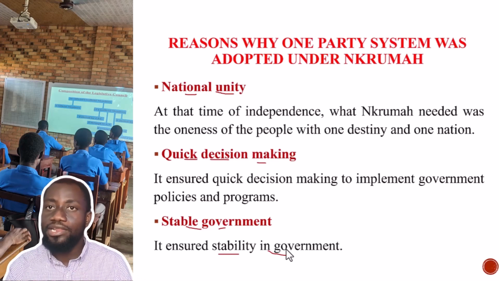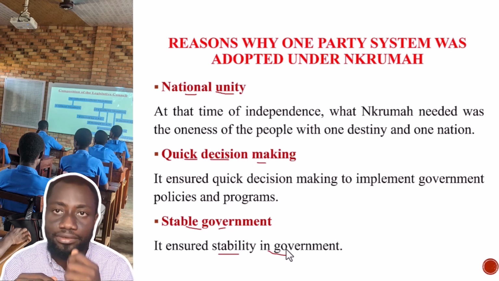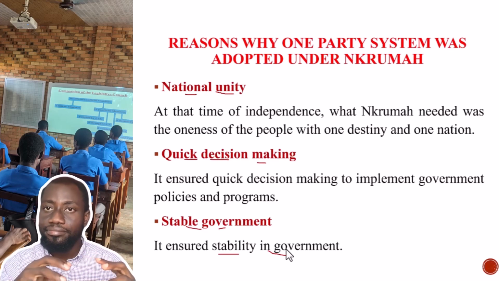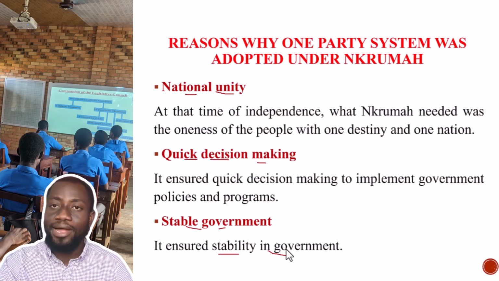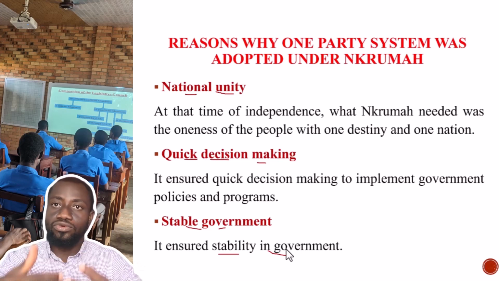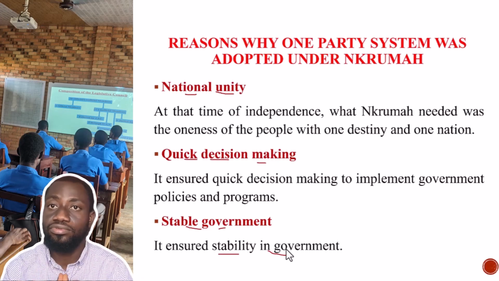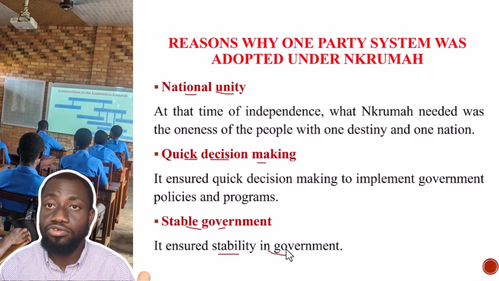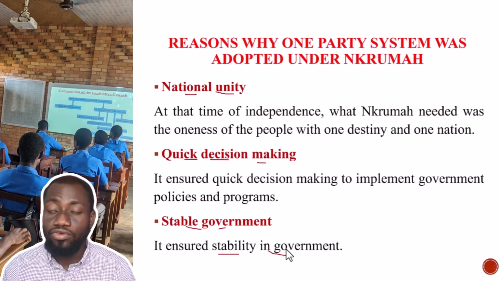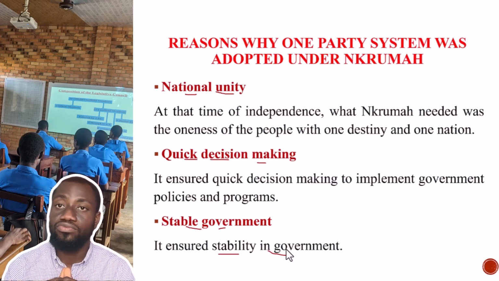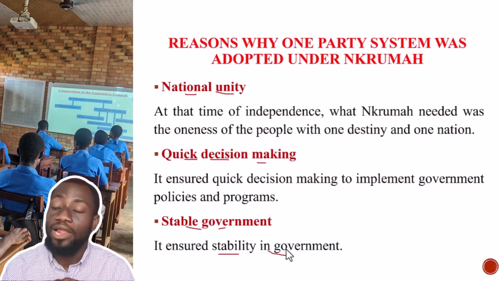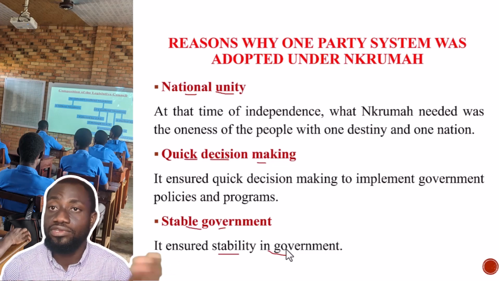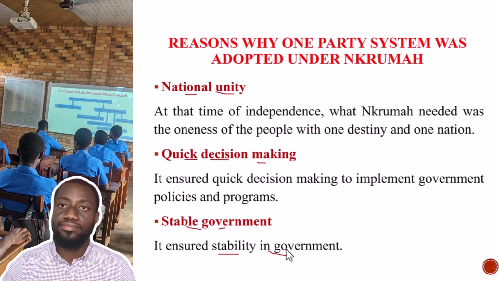So stability is very key, and Nkrumah felt that he needed that one-party system so that he could continue with what he was doing. And indeed, when he was overthrown, we saw what happened. All the state enterprises were sold. A lot of them were privatized. And what has become of the industries that he constructed? Because there was no continuity.